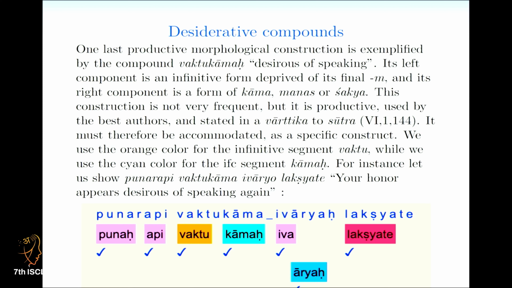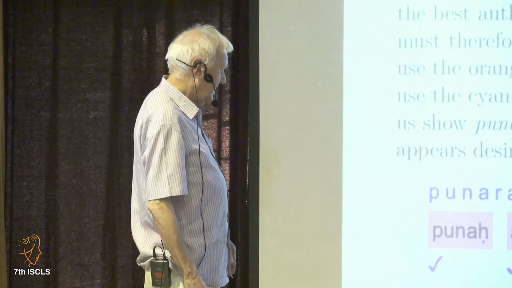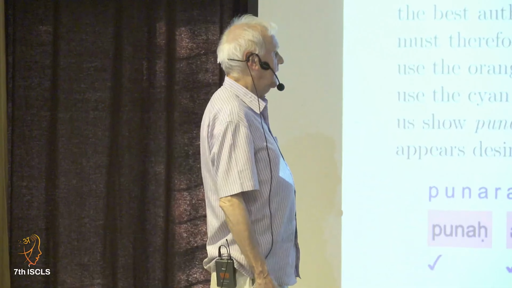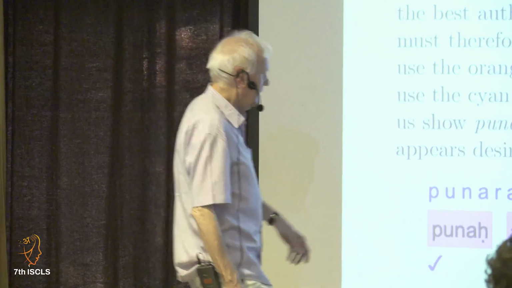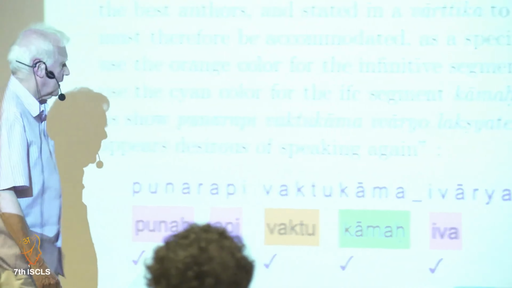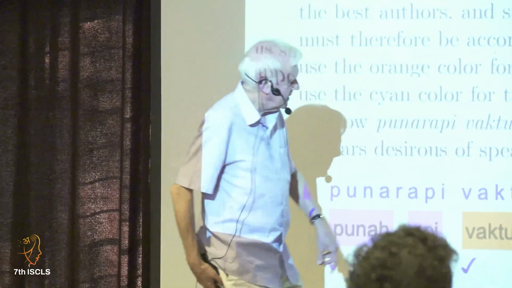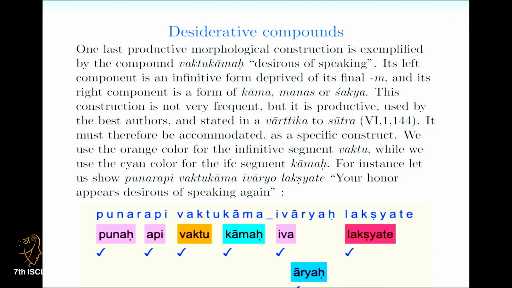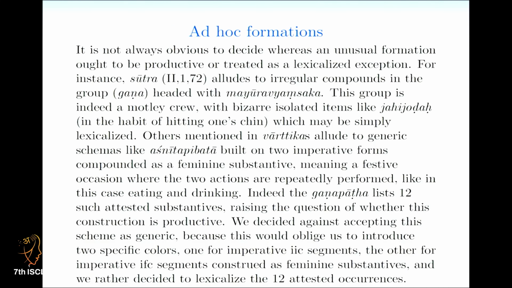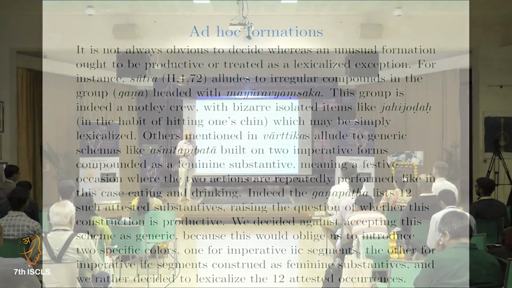Okay, so here is an example. Punarapi, vaktukama, iva ari, lakshyate. So here we have some complex sandhi, see, where visarga is dropped. Okay. And so that concludes all the regular constructions in Sanskrit, I'm claiming.